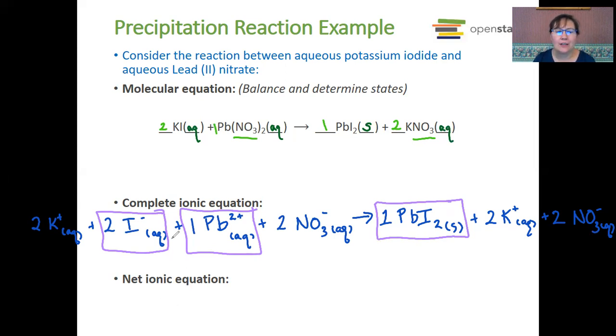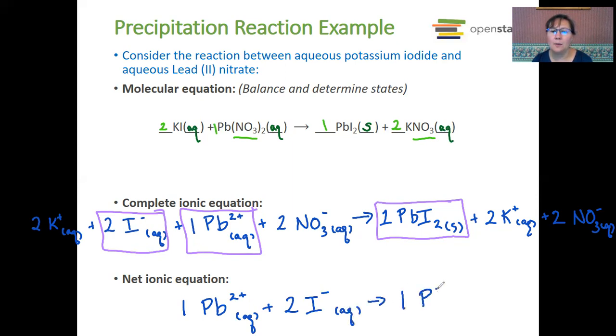Okay, and I like to write with my cation first. So I have 1 Pb2+ aqueous plus 2 iodide ions aqueous yields 1 PbI2, 1 lead iodide solid. And that is the end of my net ionic equation. Okay, let's take a look at another one.